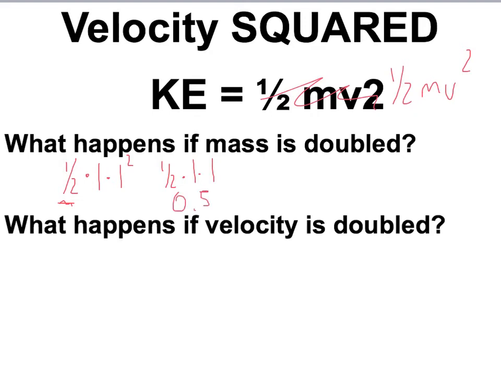And if we compare that to what if the mass is doubled? 1/2 times 2 times 1 squared. 1 squared is 1. And now when we multiply all of these together, half of 2 is 1, multiplied by 1 equals 1. So if mass is doubled, the kinetic energy increases from 0.5 to 1. So the kinetic energy is doubled.